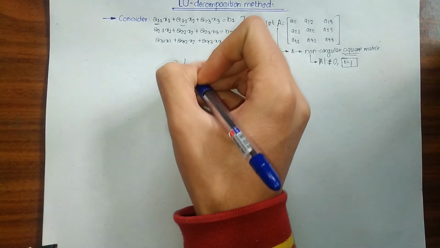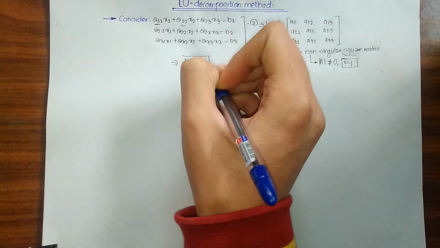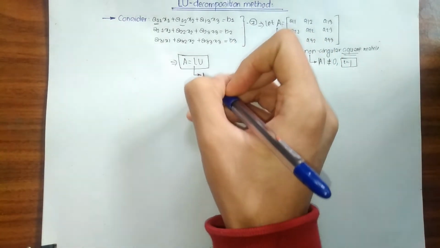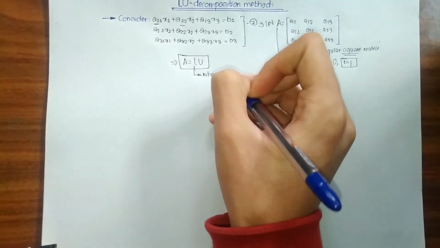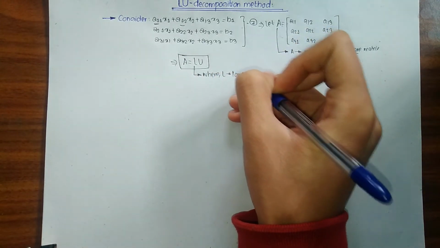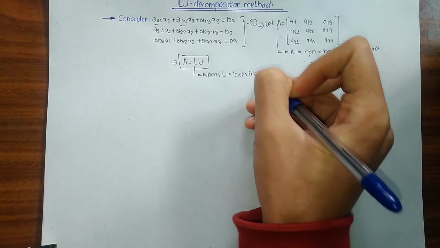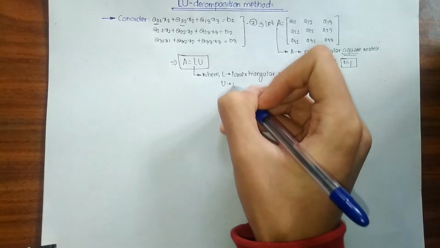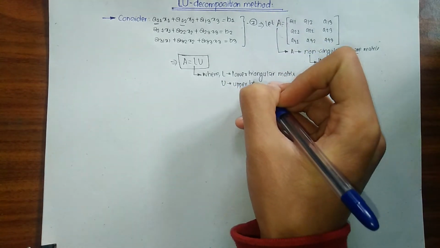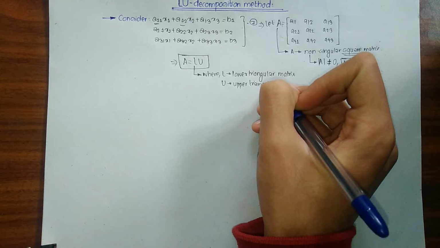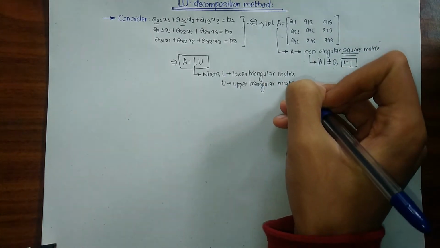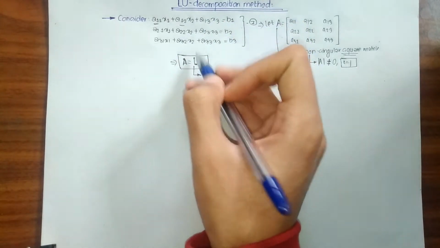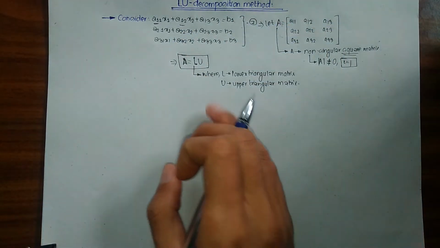We are going to factorize A in the form of LU. A equals LU. So what does L mean? L means a lower triangular matrix, where L is a lower triangular matrix, and U is an upper triangular matrix. As you can see here, the name LU decomposition method is derived from here only. We are going to set A equals LU, so LU decomposition method comes over here.